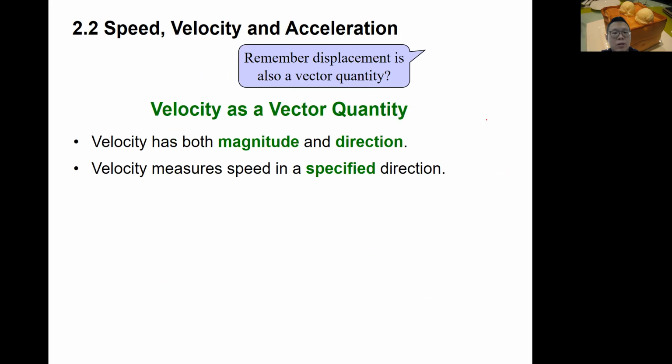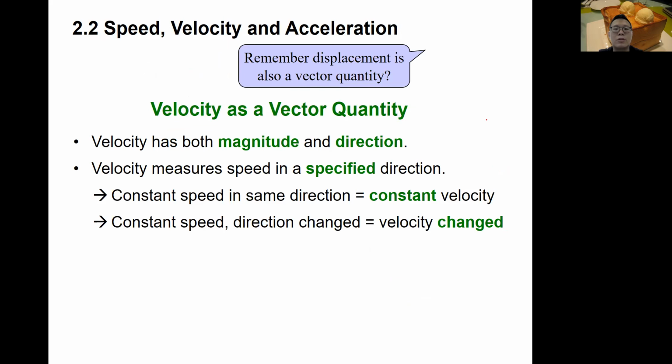Velocity is a vector quantity, like I mentioned before. It has magnitude and direction. When we say velocity changes, it doesn't mean the number changes. It could mean the direction is changing while the magnitude remains constant. It doesn't have to be the magnitude changing. Remember, because velocity consists of magnitude and direction, if any one of these components changes, the velocity will change.